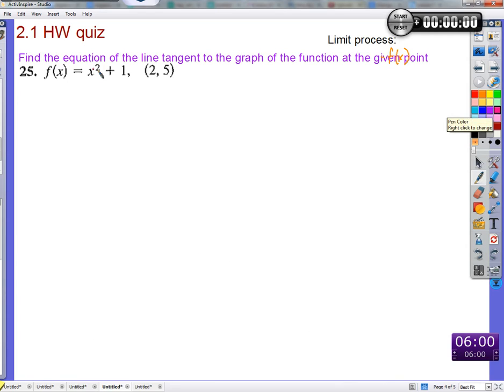So we're going to find the equation of the tangent line of the graph. Okay, what does the equation of a line look like? Y equals mx plus b. It doesn't have to look like this. It could look like a lot of things. Remember, y minus y1 equals m times x minus x1. That was point slope form.